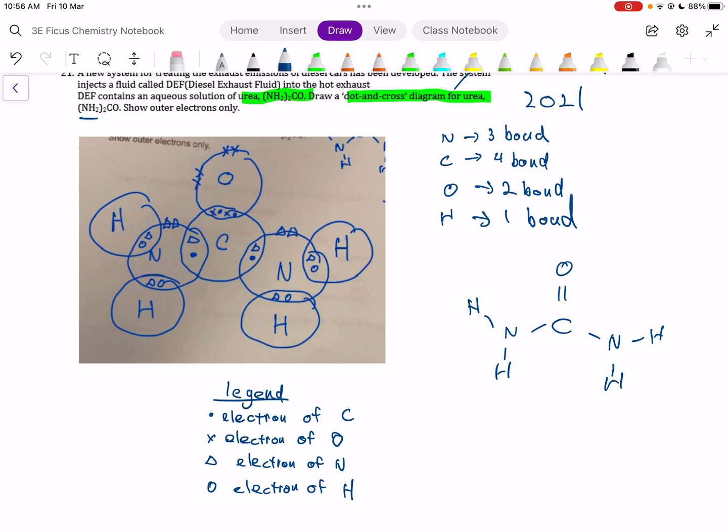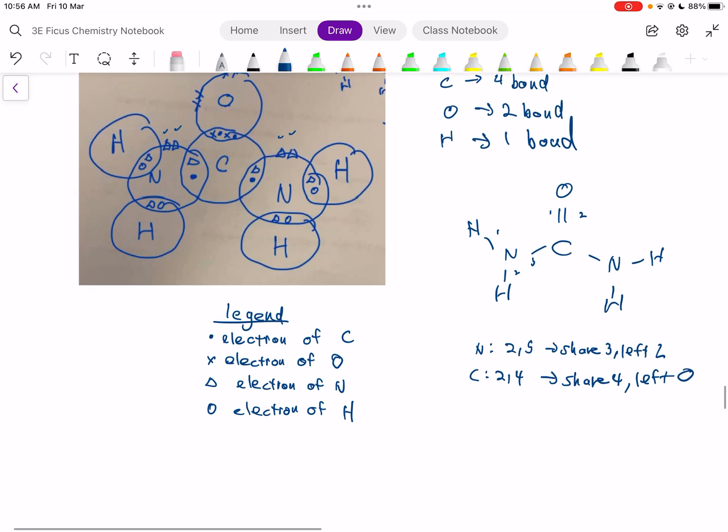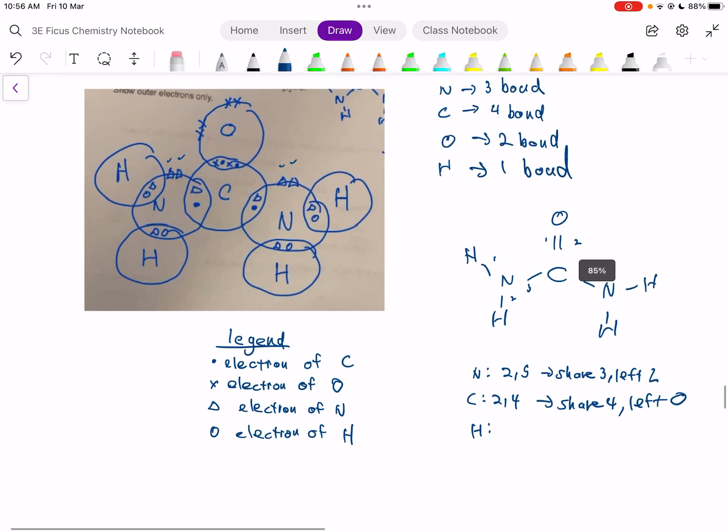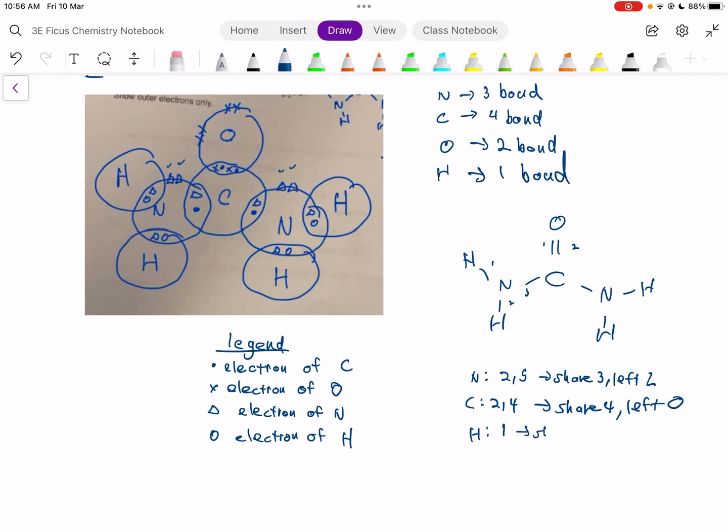Right. So start building up from the structural formula, and understand that nitrogen will share 3 pairs, right? 1, 2, 3. Oxygen will share 2. So nitrogen 2, 5, so share 3, left 2. So I put those 2 here. Carbon 2, 4, always most popular one, share 4, left nothing. Likewise for hydrogen 1, share 1, left nothing.